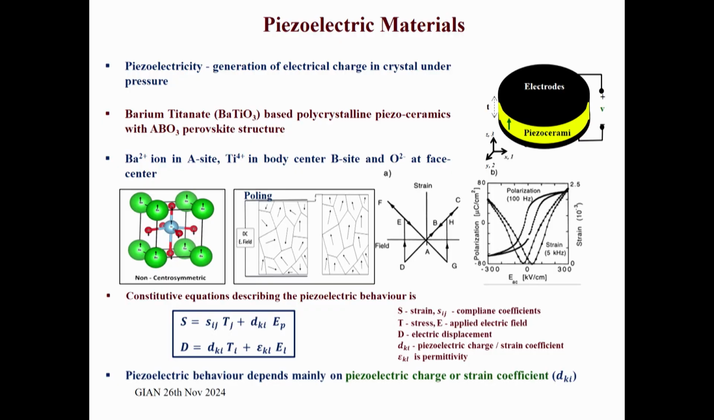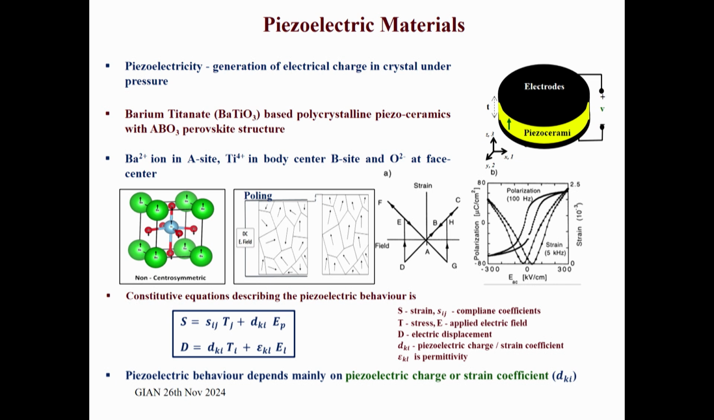So, these are the certain properties of the piezoelectric material, as I was talking about, in systems like barium titanate. Barium titanate has a perovskite structure, as I mentioned. At the corner there is an atom, at the center there is an atom, and at each face center there is one atom. What is required to observe ferroelectricity is non-centrosymmetry. So, in short, non-centrosymmetry gives you the polarization.